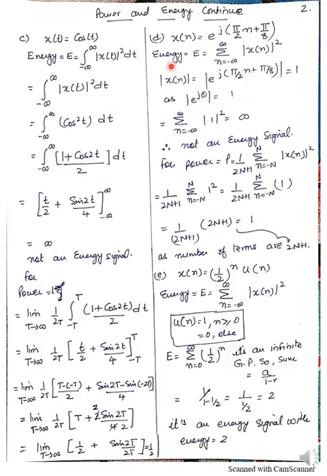Now to find the energy of a discrete time signal, we have to use the formula. It's the sum from minus infinity to infinity over n of mod of x[n] square. So it is 1 square, and the answer will be infinity because we are adding 1 an infinite number of times. Therefore this signal is not an energy signal.